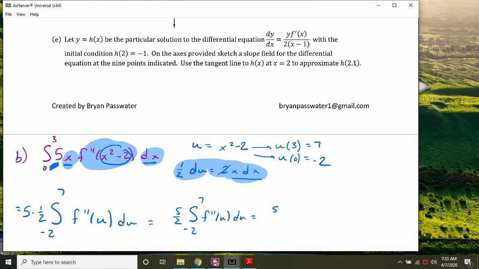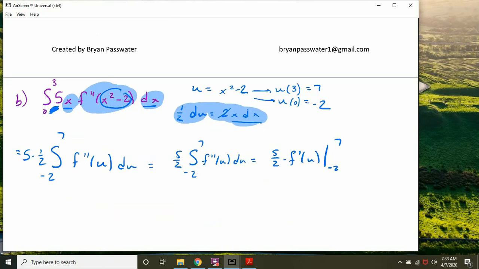Keep your coefficient. When you integrate f double prime, what is that going to take you back to? F prime, which we will evaluate from negative 2 to 7. So we're looking at 5/2 f prime of 7 minus 5/2 f prime of negative 2.